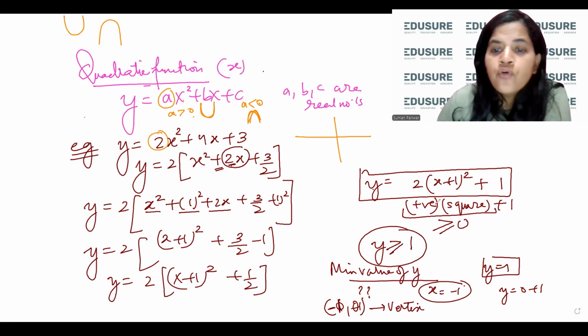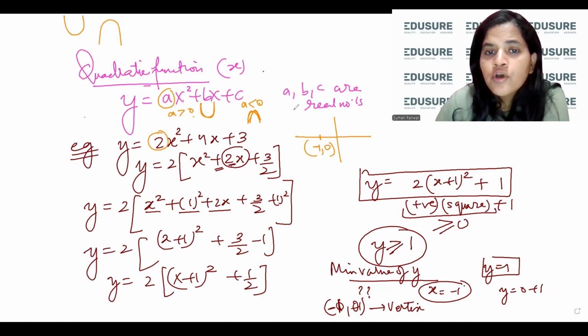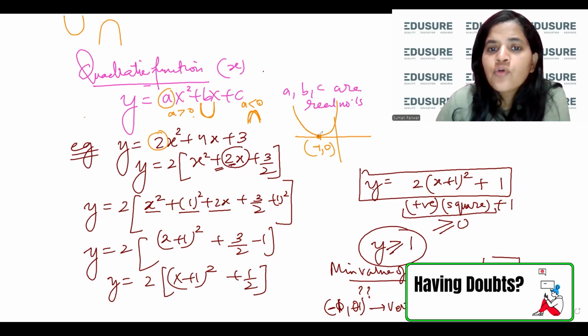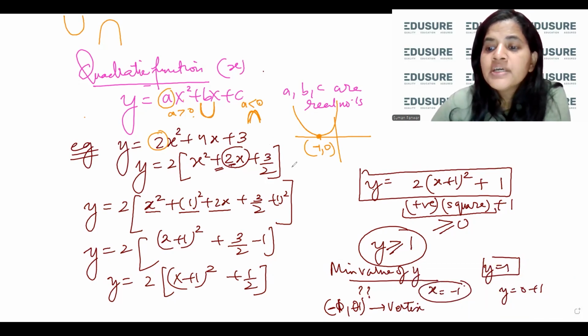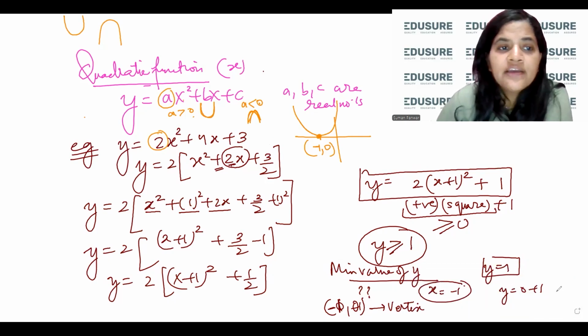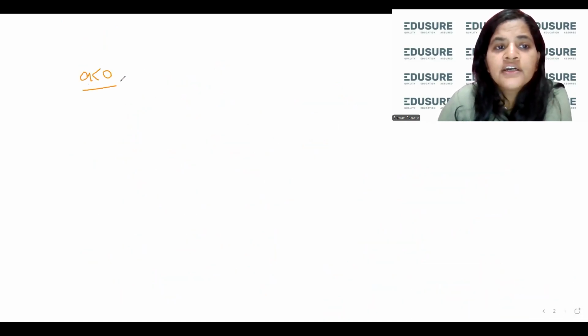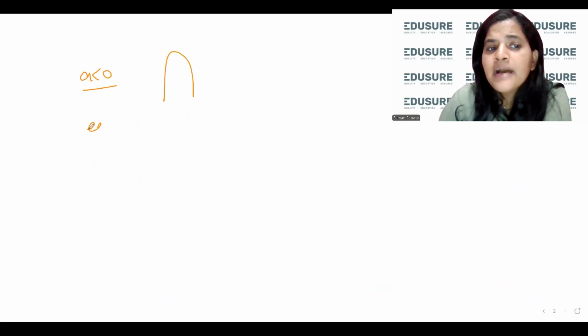Okay. So where is the vertex? Vertex is at x equals minus 1 and y equals 1. So my graph will be somewhat like this. Okay. So that is the beauty of the vertex form of a quadratic function. Similarly, if your a is negative, the graph will be like this. So we can take an example.